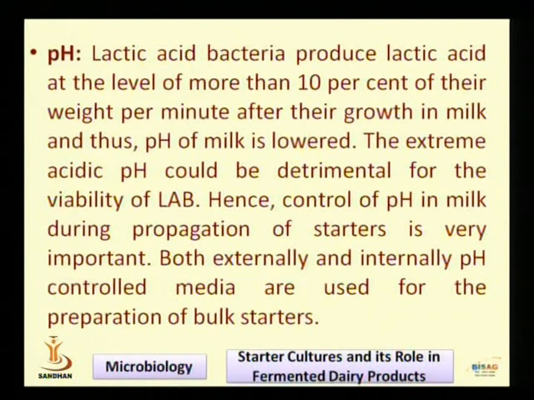Now the second most important factor is pH. Lactic acid bacteria produce lactic acid at a level of more than 10% of their weight after their growth in milk, and thus the pH of milk is lowered. Extreme acidic pH could be detrimental for the viability of LAB. Hence, it is necessary to control the pH of milk during the propagation of starters, which is very important. Both externally and internally pH controlled media are used normally in the preparation of bulk starters.